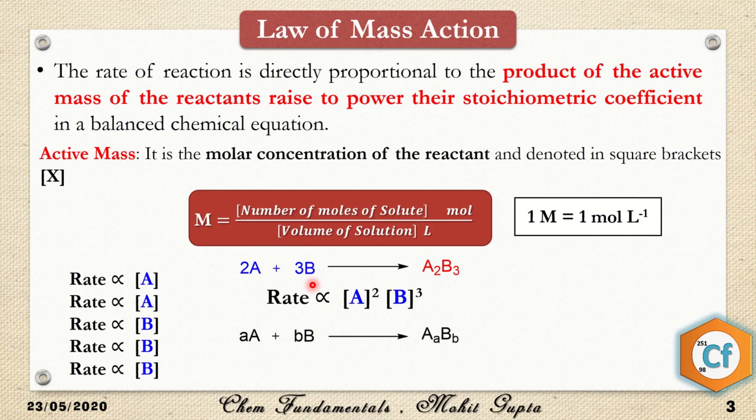Let's take one more example to make the concept a little clearer. Here we have taken a general reaction aA plus bB giving us AaBb, where small a and small b are the stoichiometric coefficients of the reactants A and B respectively, and the stoichiometric coefficient of the product is 1 here again. So we can write down that the rate is directly proportional to the concentration of A raised to power a and the concentration of B raised to power b.